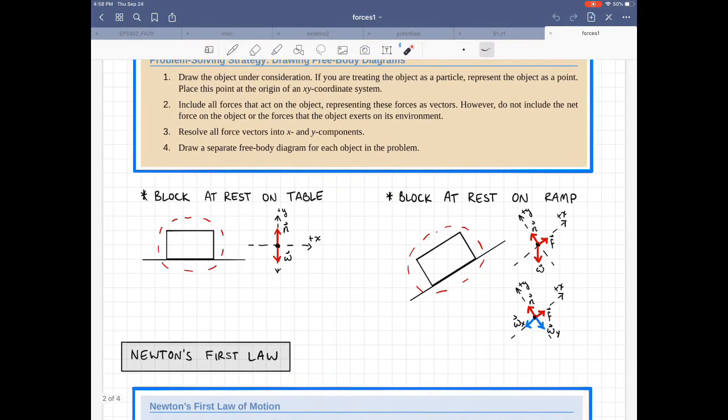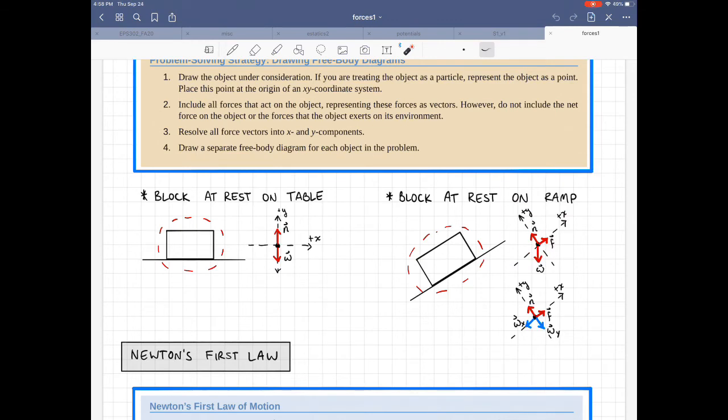Another example for a free body diagram over here. Now I've got my block at rest, but now it's on a ramp. And so I do the same thing, circle my object, and then I have my coordinate system here. And just like we've done in lab, when you have a ramp, it makes the most sense to align your coordinate system with the ramp. And so plus x for me is up the ramp, and plus y is perpendicular to the ramp.